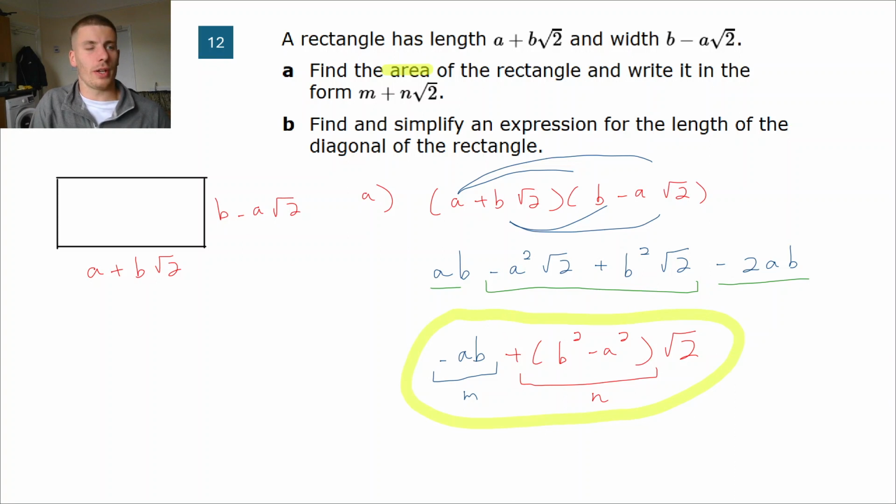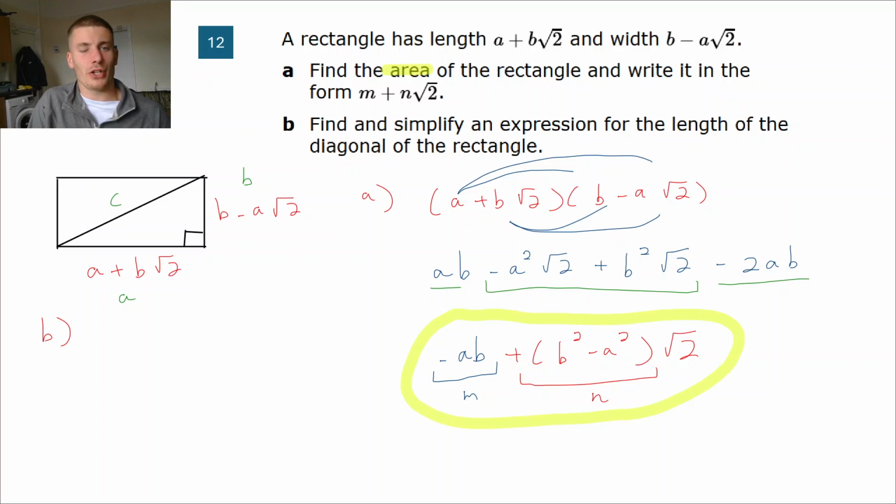Fantastic. Good. Okay, question b is saying find and simplify an expression for the length of the diagonal of the rectangle. So we want to now find the length of this diagonal here. We're thinking hopefully right-angled triangle, because this here is a right angle: Pythagoras. It's just a case of going back to GCSE stuff and knowing that your longest side is c, what you're trying to find, where these two sides are a and b.